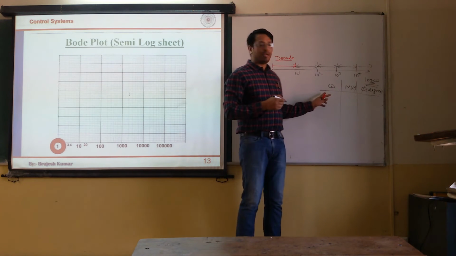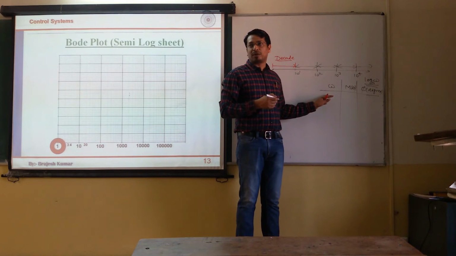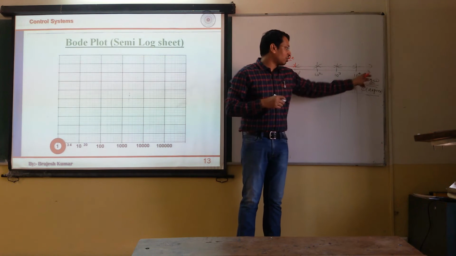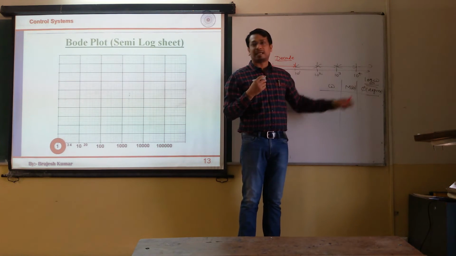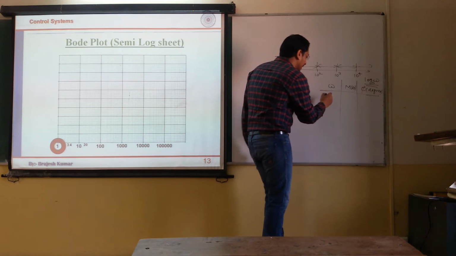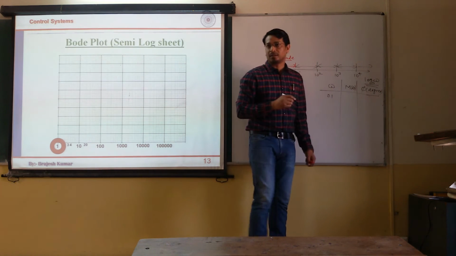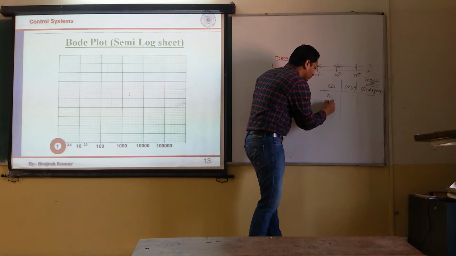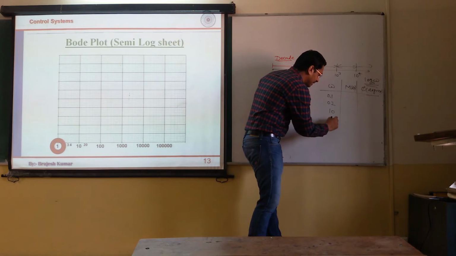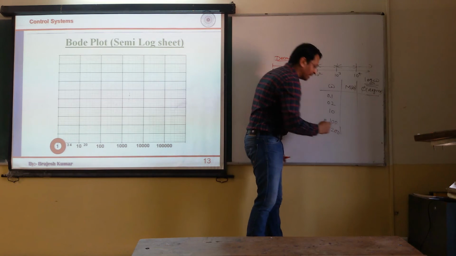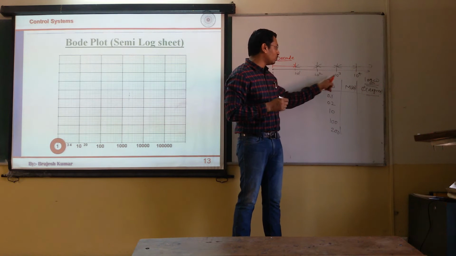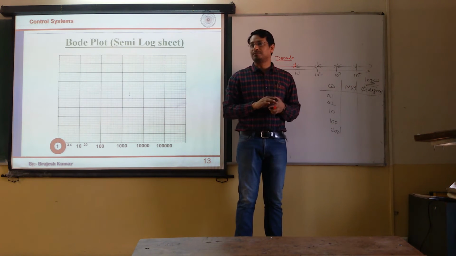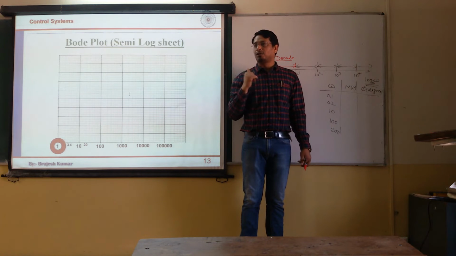You can't take omega equal to 0, because whenever you take omega equal to 0, this log sheet will not work, because there is no minus infinity point depicted here. So you have to take any suitable value. Suppose you take 0.1. So you will take values like 0.1, 0.2, then 10, then 100, then 200, likewise. This is depicted as 1, 10, 10 to the power 2, 10 to the power 3, 10 to the power 4, and so on. This is already available on the graph sheet.